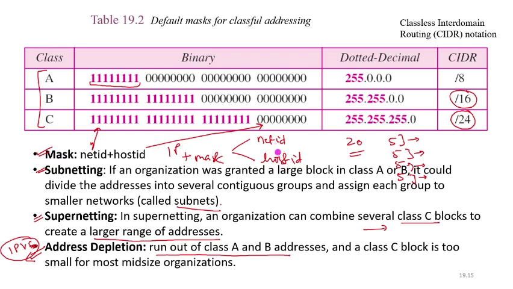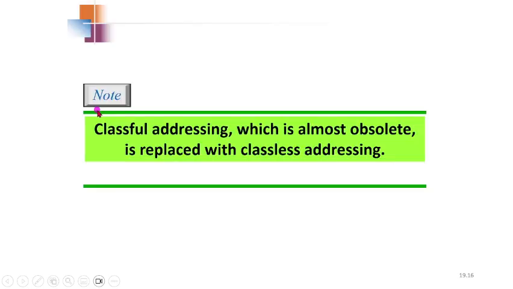The basic idea of classless addressing is to accommodate a larger number of hosts. There is a limitation in classes A, B and C, and we can remove it. Classful addressing is almost obsolete and is replaced by classless addressing, because classful addressing wastes a lot of addresses, while more and more users are coming onto the internet and need a large number of addresses.